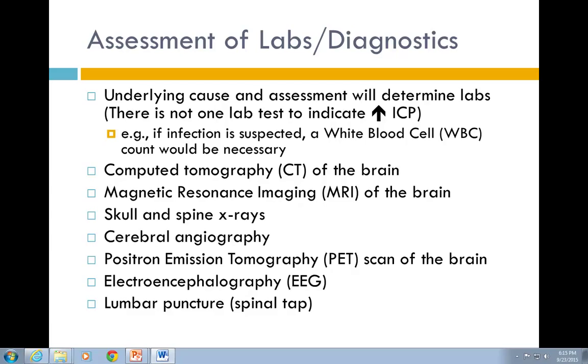Assessment of labs and diagnostics are important. Diagnostics and lab work is directed at identifying and treating the underlying cause of increased intracranial pressure. There isn't one lab to really test to indicate increased intracranial pressure. Serum osmolality, like sodium, chloride, bicarbonate, proteins, and glucose, monitors hydration status, and ABGs measure pH, oxygen, and carbon dioxide. Hydrogen ions and carbon dioxide are vasodilators that can increase intracranial pressure. So if the patient is acidotic, this will just add more insult to the injury of this increased intracranial pressure.